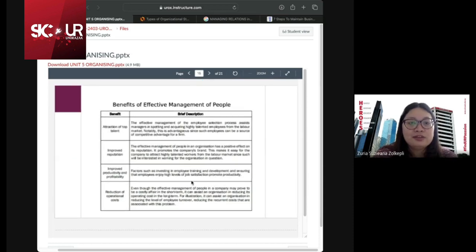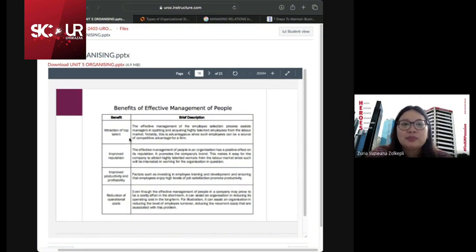So these are the benefits of effective management of people. You can read in the notes below, right? But I think I have covered a few of them. When we have better people management, we can attract top talent. Like I've mentioned to you just now, you do a lot of testing during the selection process. During the selection process you do a lot of approaches and so on, so you can get the best of the best top talent.